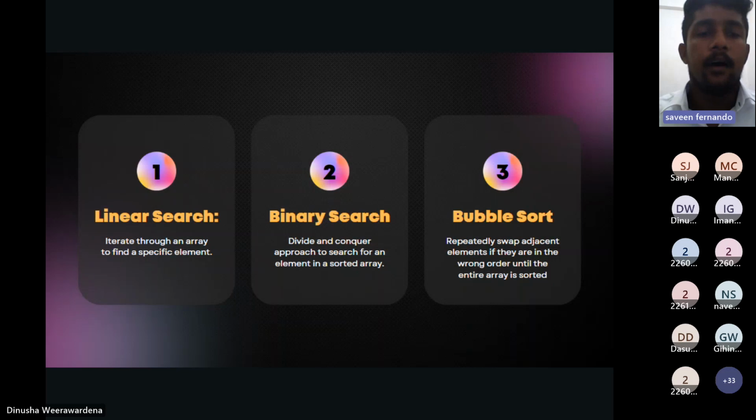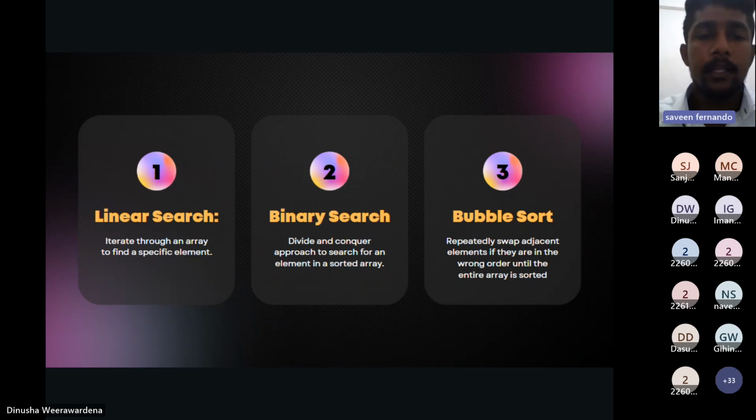Actually, guys, linear search is a simple algorithm used to find a specific element within an array. Does anyone have any idea about it? I guess not. So, okay, I'll tell a story. Think we have a box full of toys and we have to find a car.